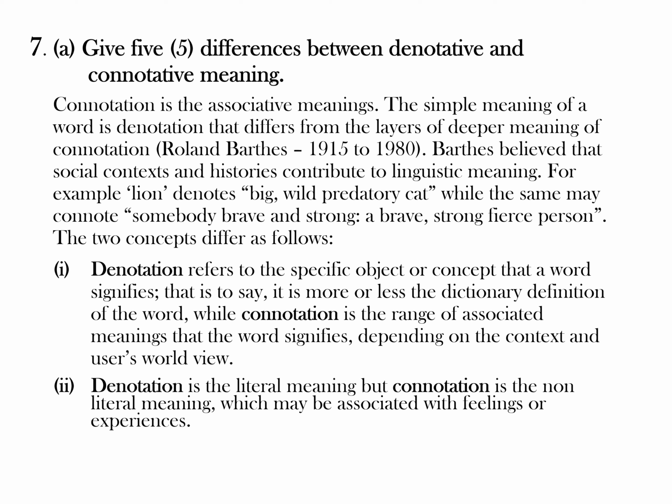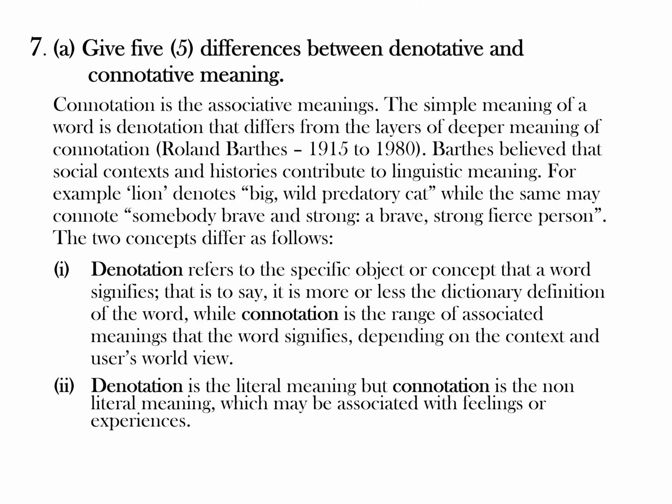Question and response. Question 7a. Give 5 differences between denotative and connotative meaning. Connotation is the associative meanings. The simple meaning of a word is denotation that differs from the layers of deeper meaning of connotation as given by Roland Barthes, who lived between 1915 and 1980.